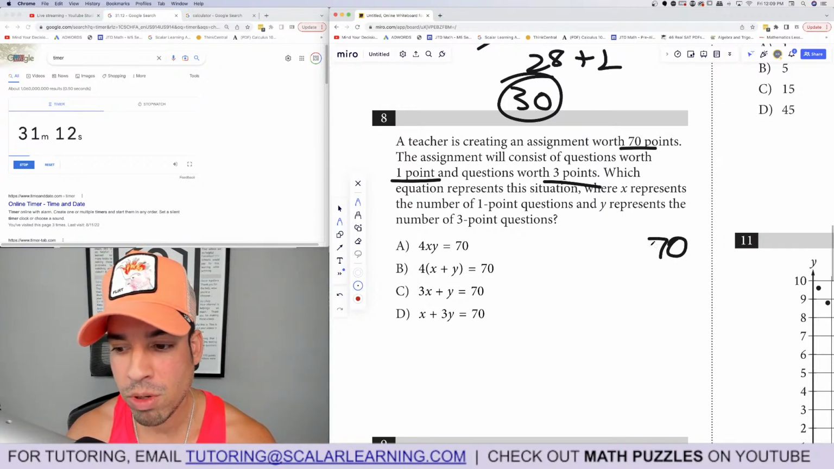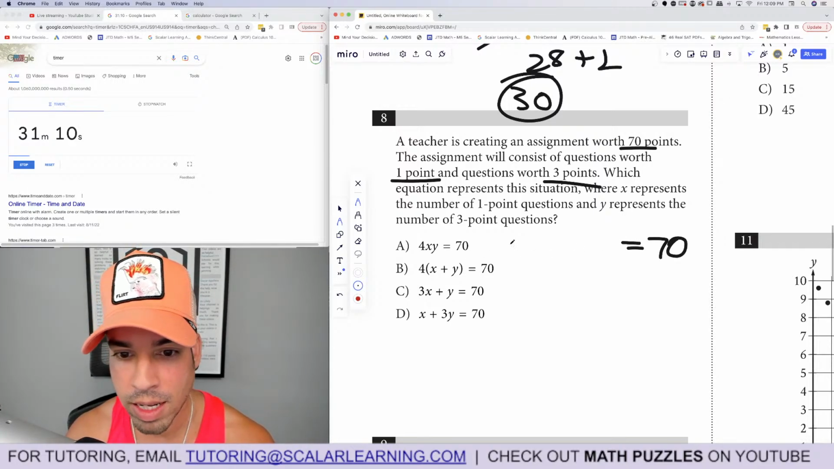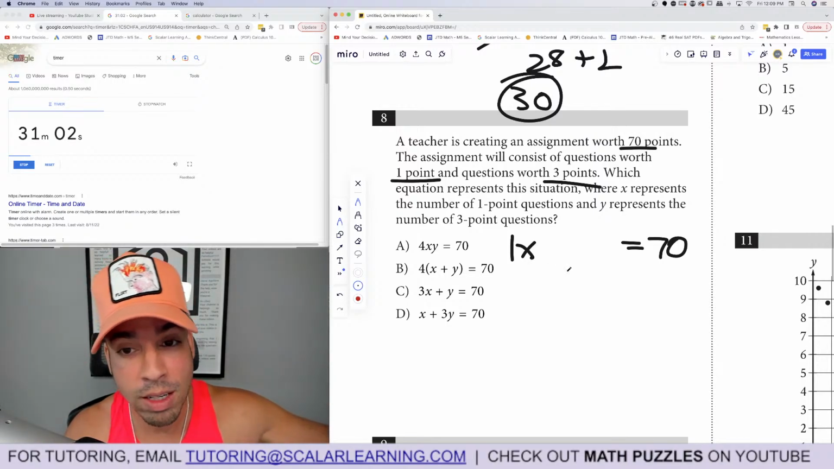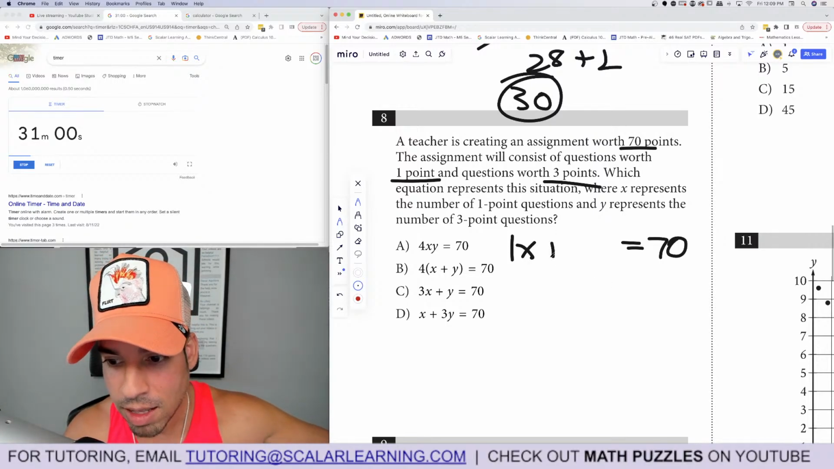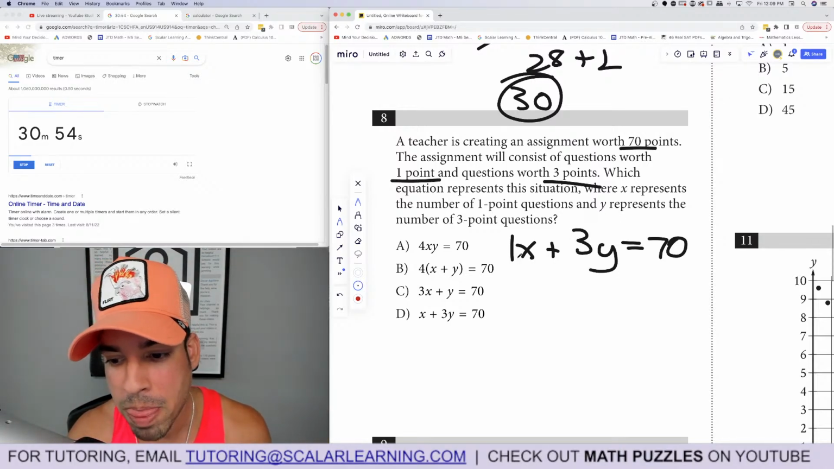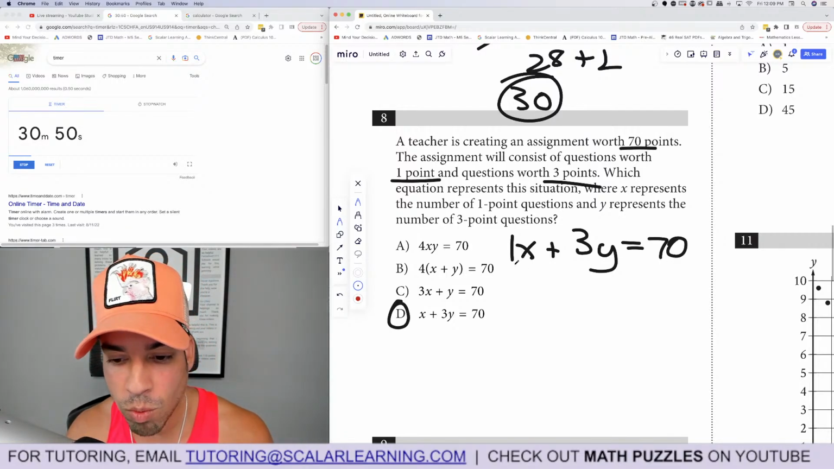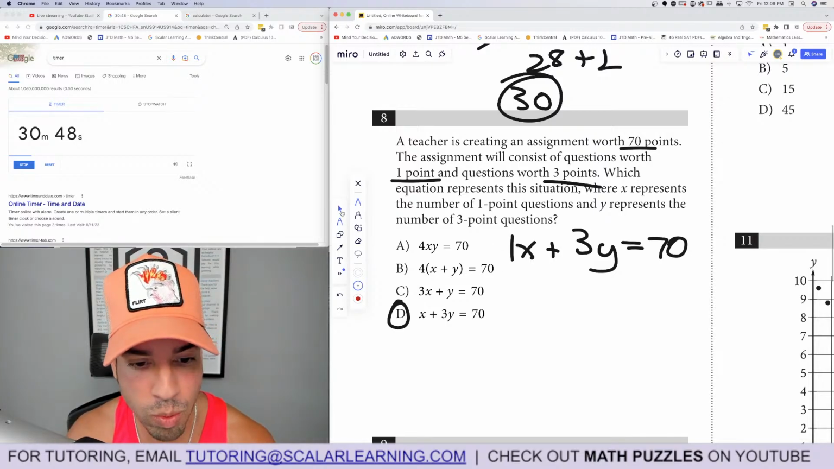We've got 70 points that we can get in total, which they all have on that side. So we have a list of questions that are 1 point. X is the number of 1-point questions, so 1 times X, right? If I get 5 of those right, I get 5 points. Then I need the points I'm getting from Y. For every question I get right on Y, I get 3 points, hence 3Y. So X plus 3Y equals 70. D is the winner. I have a 1 there. It doesn't matter, right? Anything times 1 is itself.